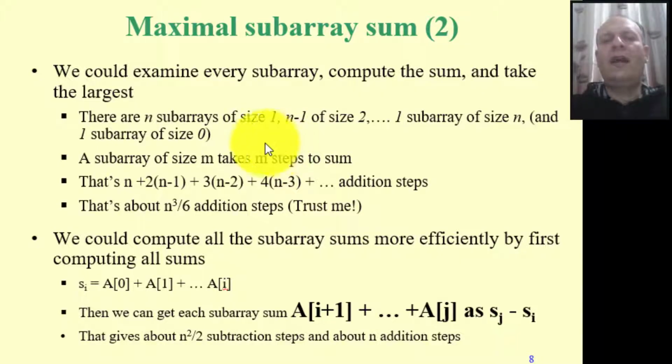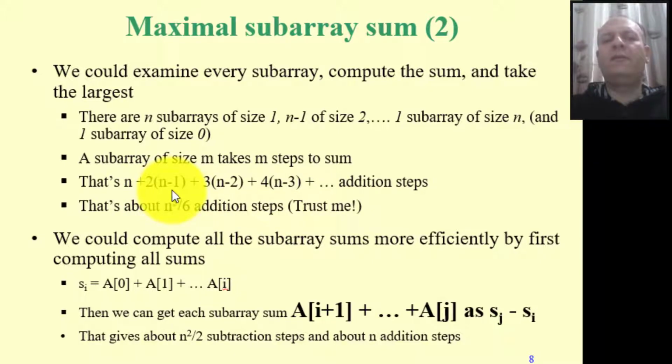تعالوا نشوف كده. لو عندي الarray of n elements عندي n sub arrays of length 1، n minus 1 sub arrays of length 2 and so on, and we have one sub array of length n. So each sub array needs n steps to get the summation. So totally how many steps we have in the algorithm? n steps. Second one 2 by n minus 1.